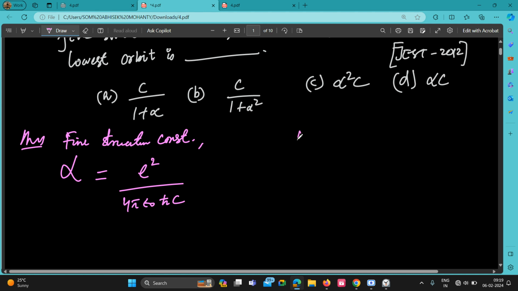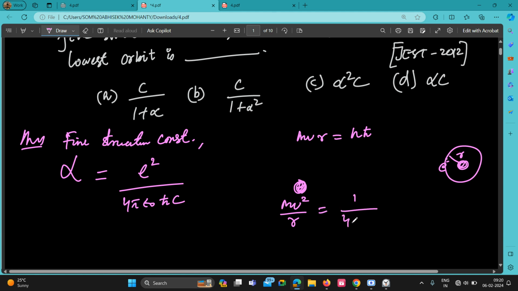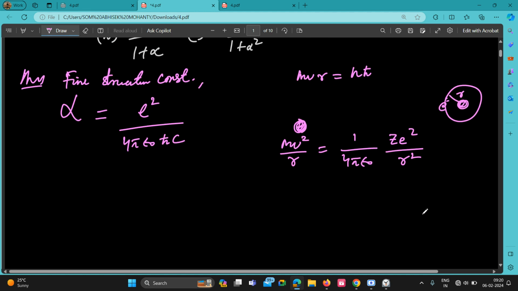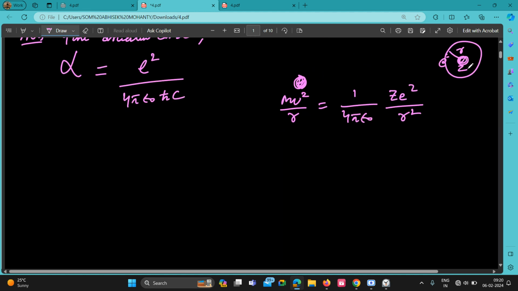Okay. We know mvr is equal to nh by 2 pi, right? Angular momentum is integral multiple of h by 2 pi in Bohr's theory, Bohr's postulate. Now, as the electron is moving around the nucleus, this is the radius r. So the centripetal force is equal to what? Electrostatic force, right? Ze into e by r square, where Ze is the charge of the nucleus.